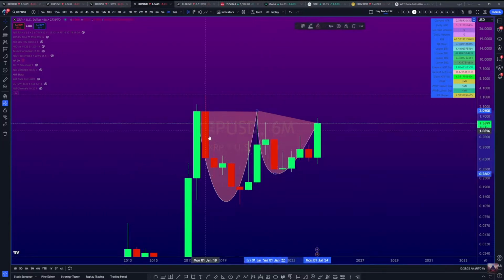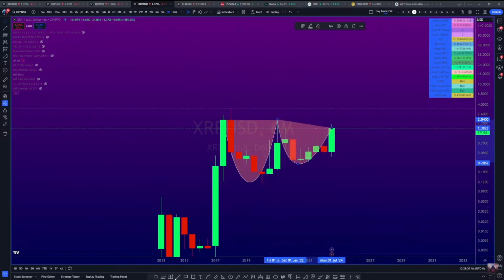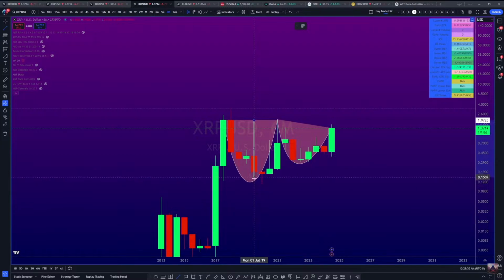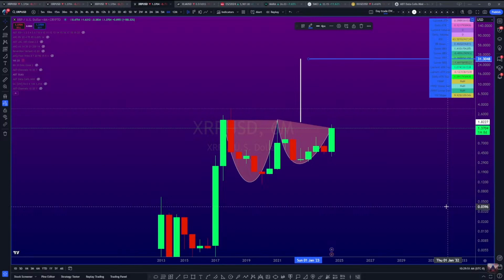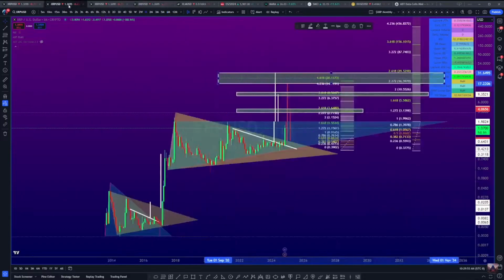You see it, right? Okay, hold on. So if we have the cup and handle, and we apply it to the top end here, where does that take us? $31.30. The breakout from the triangle here is taking us to exactly $31.65.